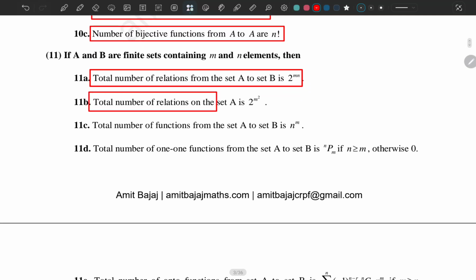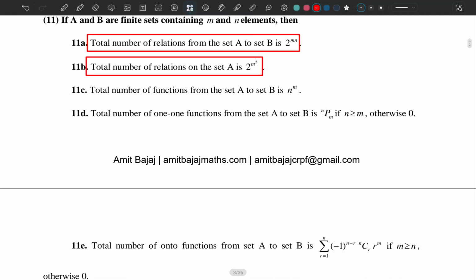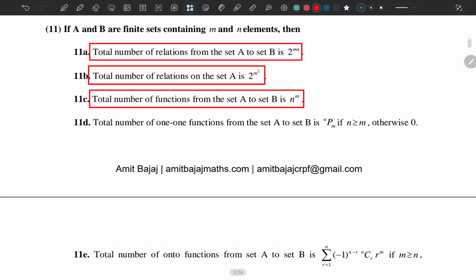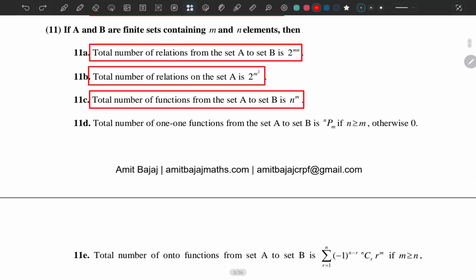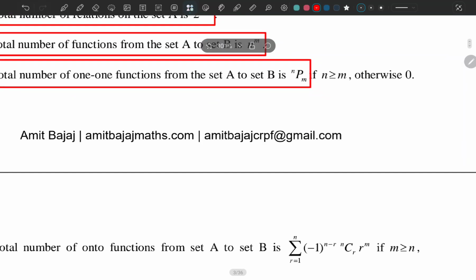Total number of relations on the set A, yeah, this is quite hidden, but maybe boards will ask you some questions on this, I'm not sure. Okay, the total number of functions from set A to B is n to the power m. Okay, that was the total number of relations. Okay, the total number of 1-1 functions from set A to B is nPm.